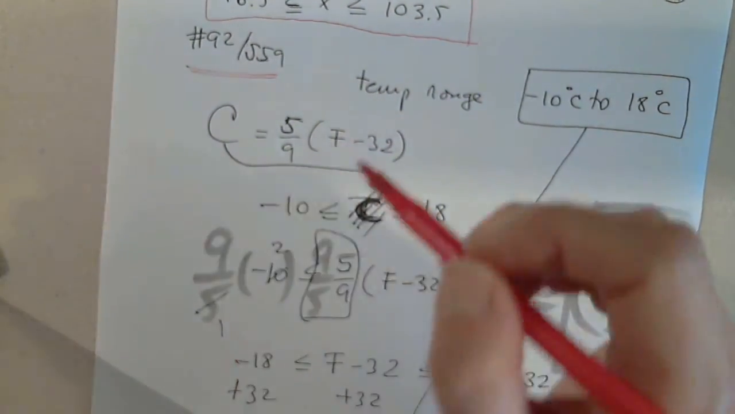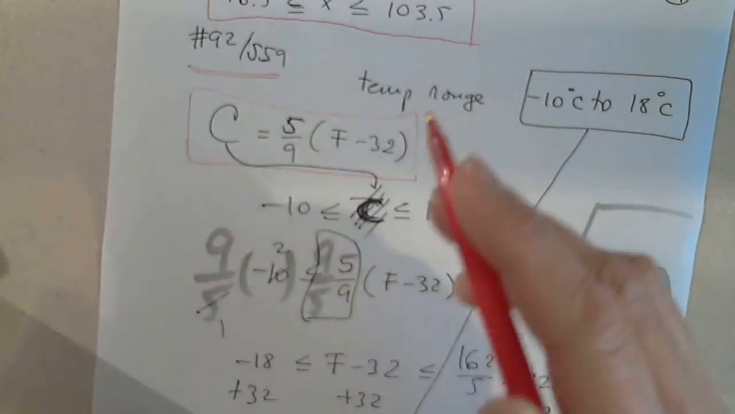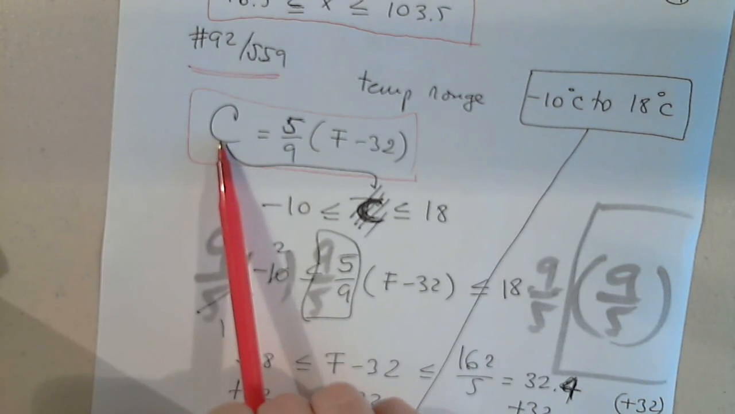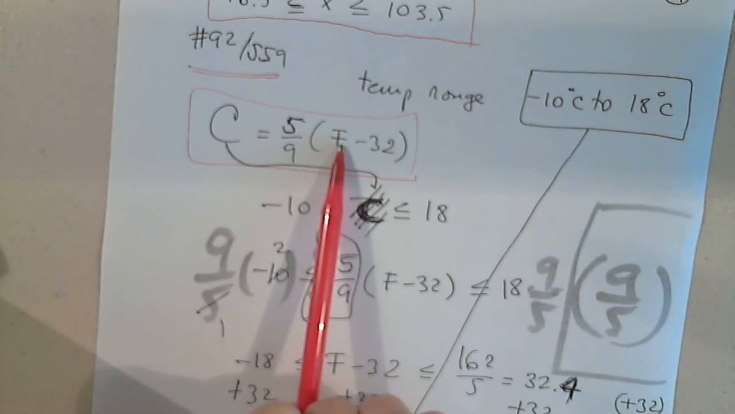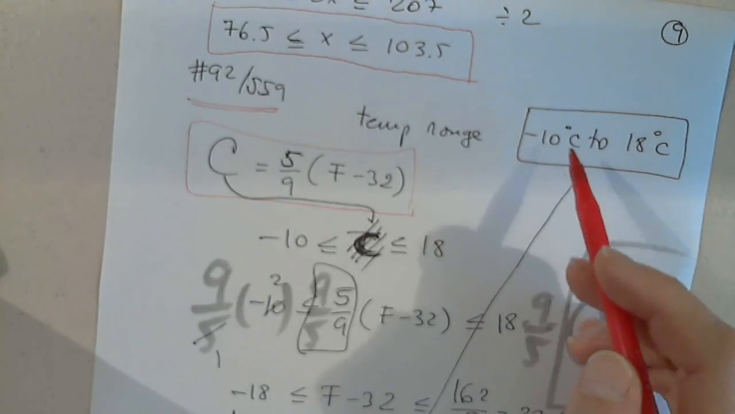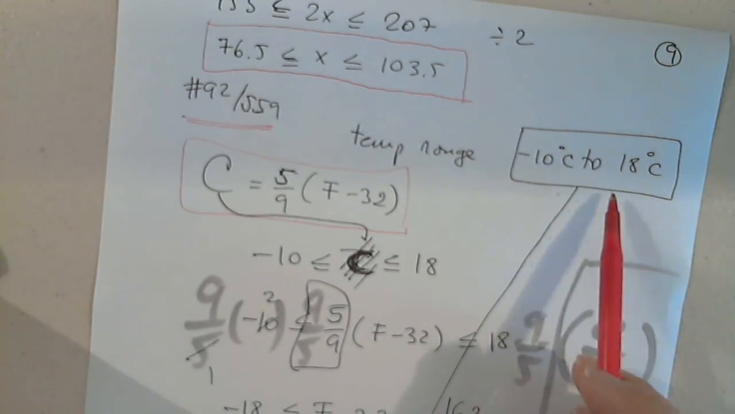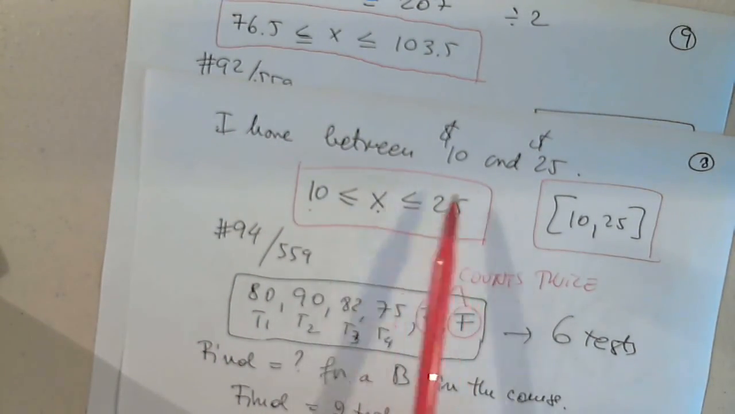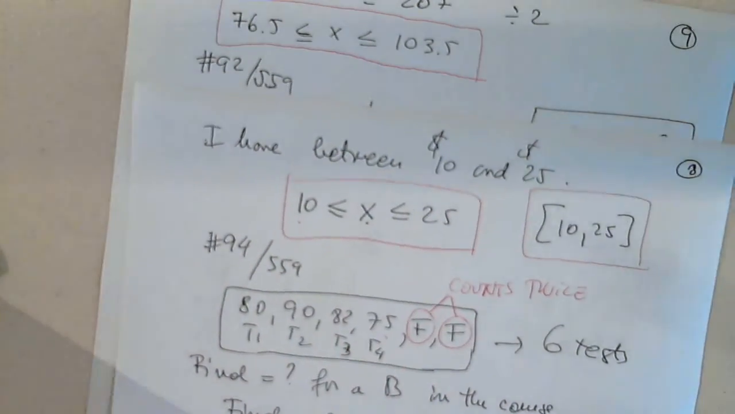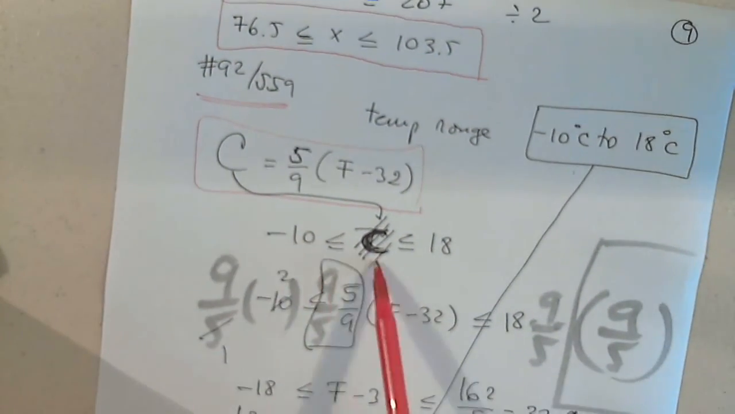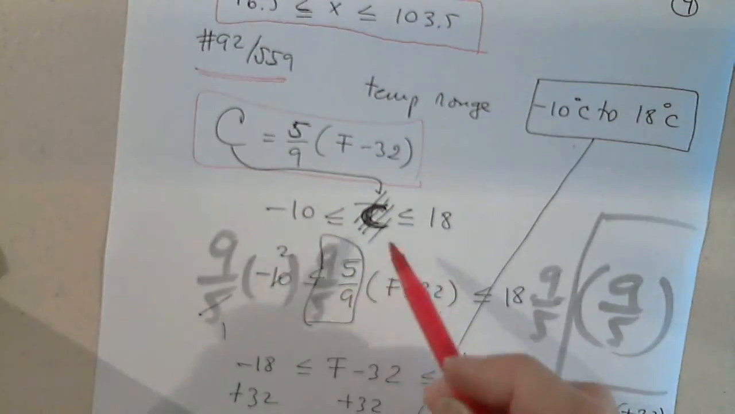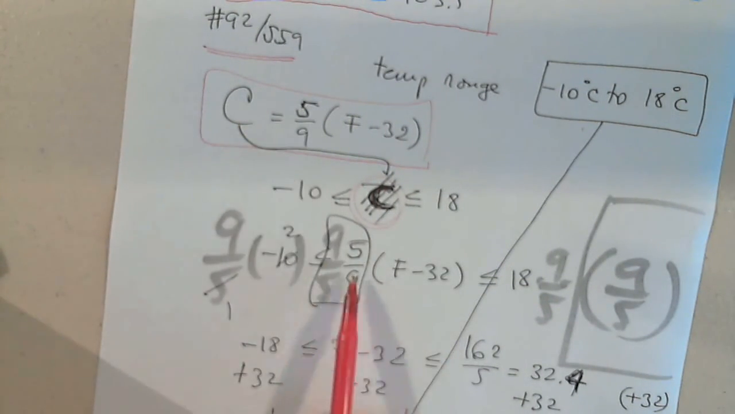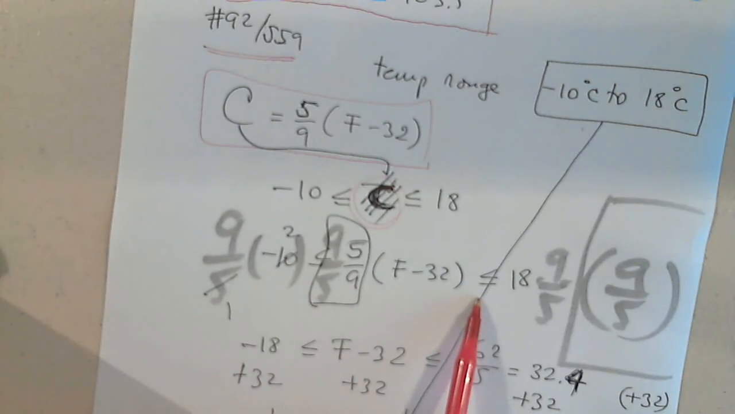So we are told that this is the formula given to us that transforms Celsius temperatures into Fahrenheit temperatures. And we are told that the range in Celsius is between -10 and 18. This is exactly the same idea of me telling you I have somewhere between $10 and $25 in my pocket. So C must be between -10 and 18.